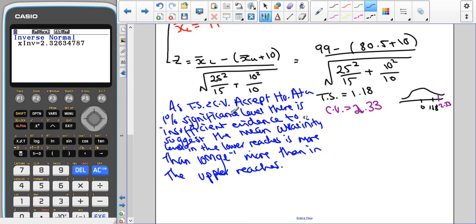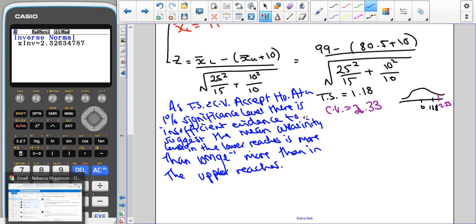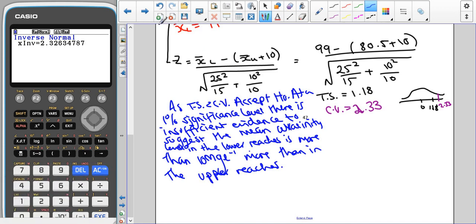And that word in there is very important, okay? You need to make sure that you've written that correctly. So is more than 10 milligrams per litre more than in the upper reaches. It's quite a mouthful, but you need to make sure you definitely got that there.